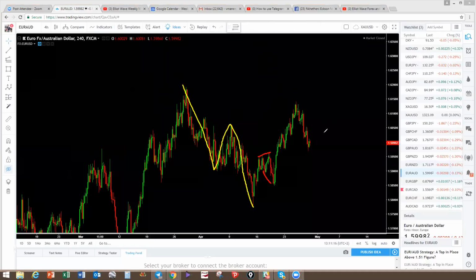Now it's moving back down here, and I'll show you what structure I'm thinking it wants to do here. All right, so we've got the three-wave pullback. Just to show you the lower degree, it's 1, 2, 3 there. 1, 2, 3. 1, 2, 3. See how perfect this is. This labeling comes secondary once you've identified the structure. So here, instead of going like that, it gives us a pullback here.